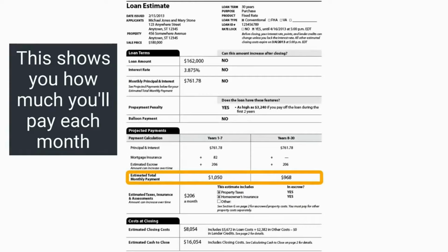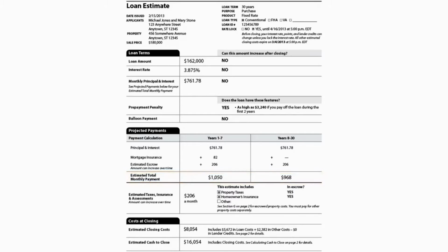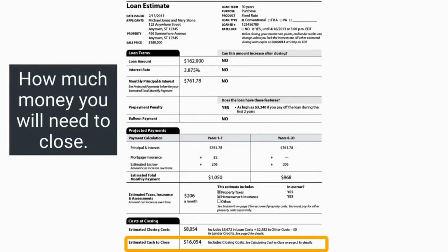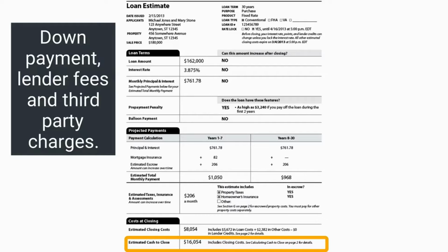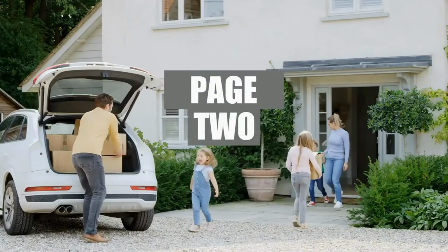Estimated total monthly payments. This shows you how much you're going to pay each month, with principal, taxes, and insurance included. Estimated cash to close shows the total of how much you're going to actually need up front, including down payment as well as lender fees and third-party charges. Next, let's look at page 2 of the loan estimate.